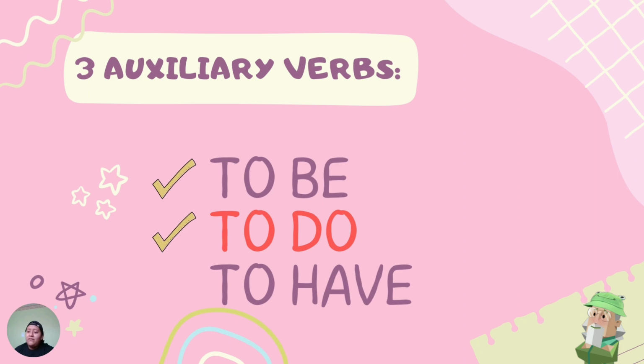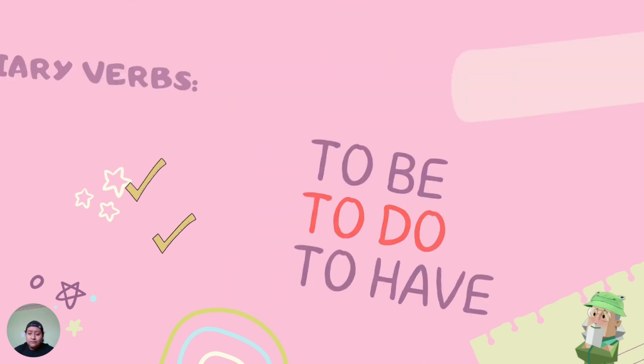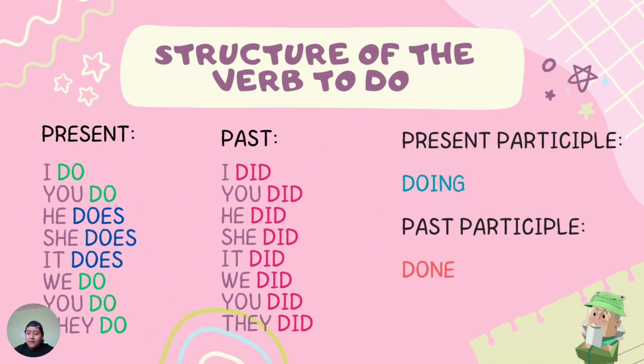The next verb on our list is the verb to do. The structure of the verb to do. Remember the structure to form sentences with the verb to do. Here we have the conjugation with the different persons and in different tenses.